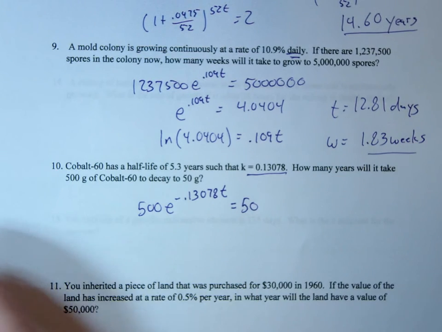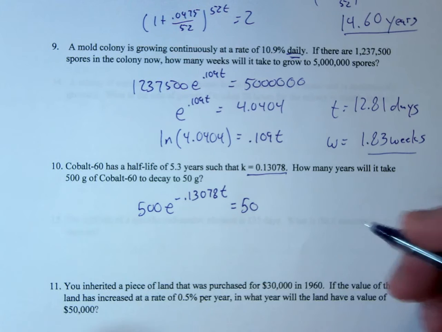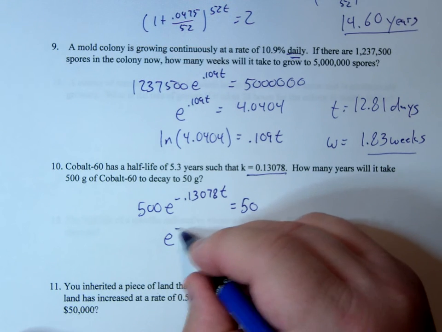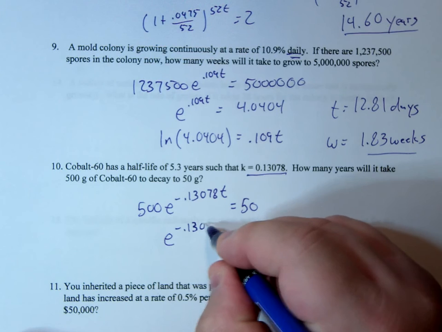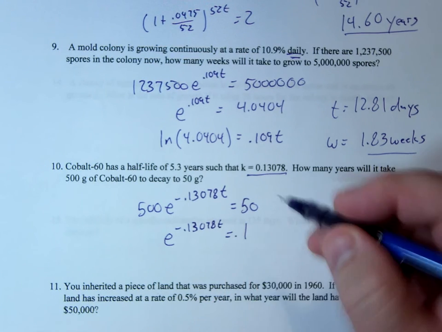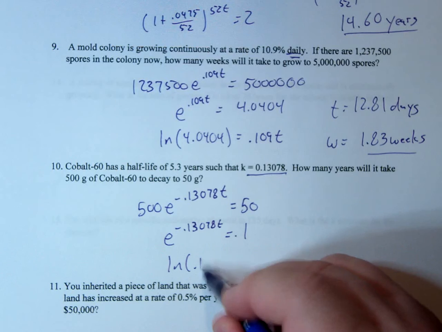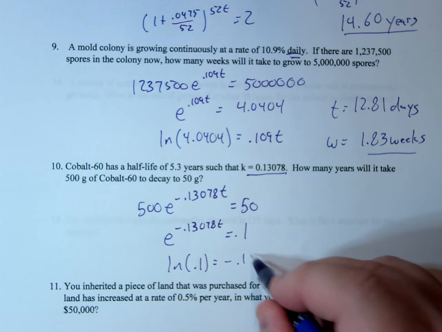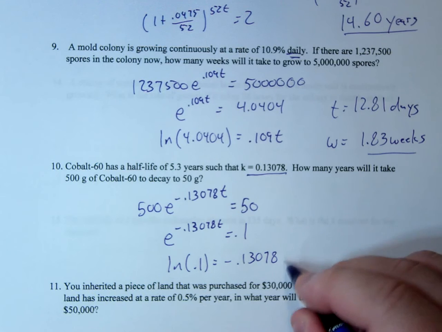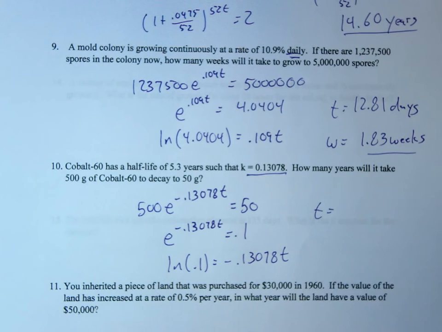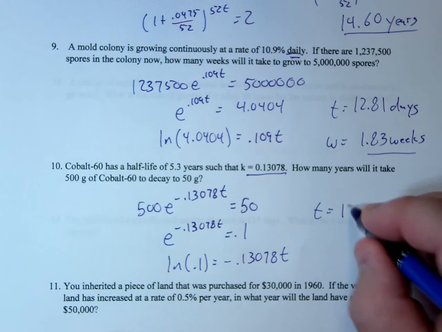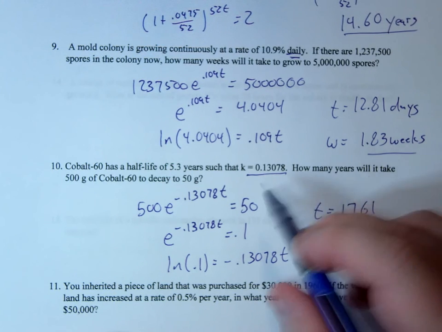So 50 divided by 500 is 0.1. So e to the negative 0.13078 t equals 0.1. Natural log. Natural log of 0.1 will equal the exponent, negative 0.13078 t. So natural log of 0.1 divided by negative 0.13078. You get 17.61 years.